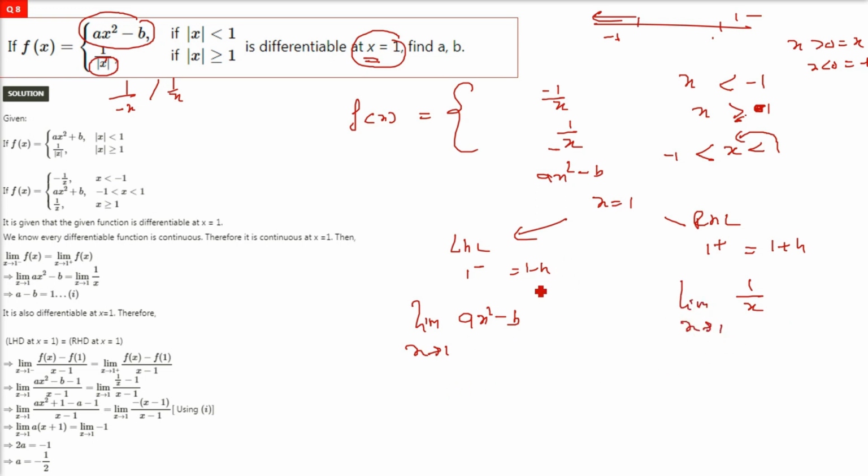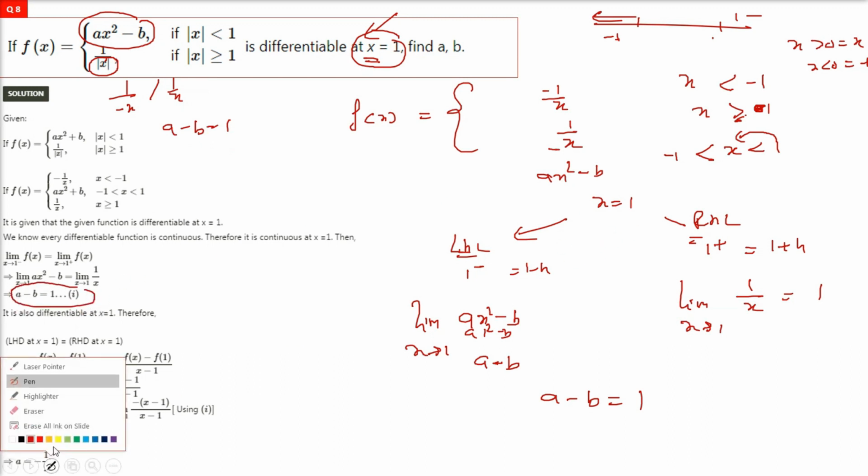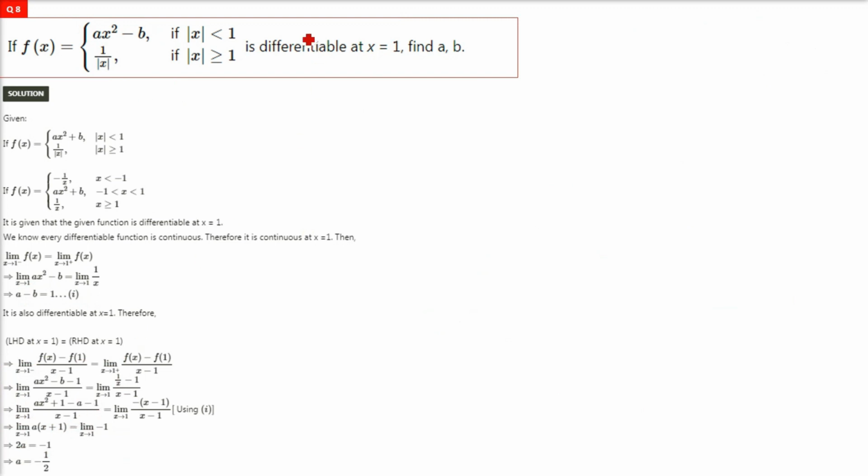When you put x as 1, you get a into 1 square minus b. 1 square will be 1 only, so it will be a minus b. Here you have 1 by 1, that is going to be 1. So left hand and right hand limits are a minus b and 1. Now just equate them. It is continuous, that means LHL should be equal to RHL, so a minus b equals 1. This is the first equation and we are going to use it just now. Keep in mind this is the relationship which we got.